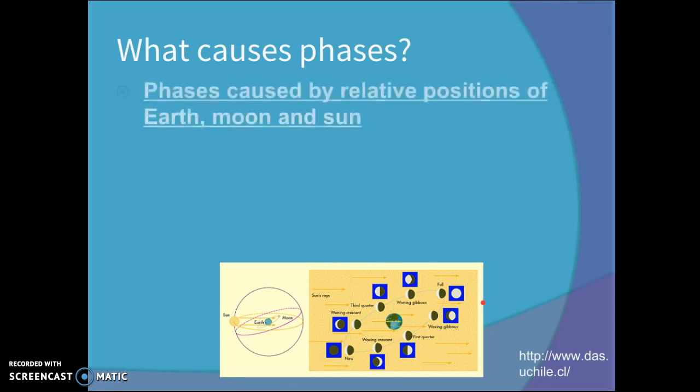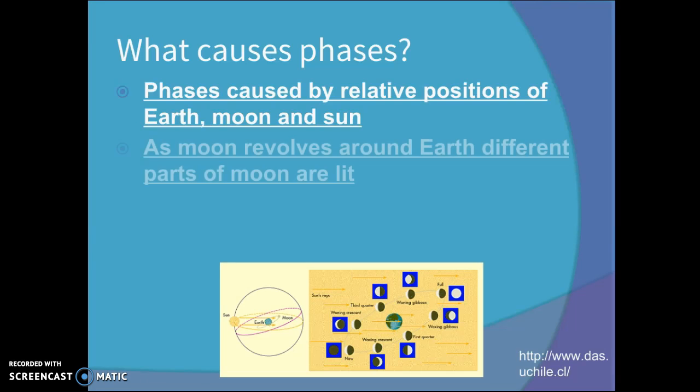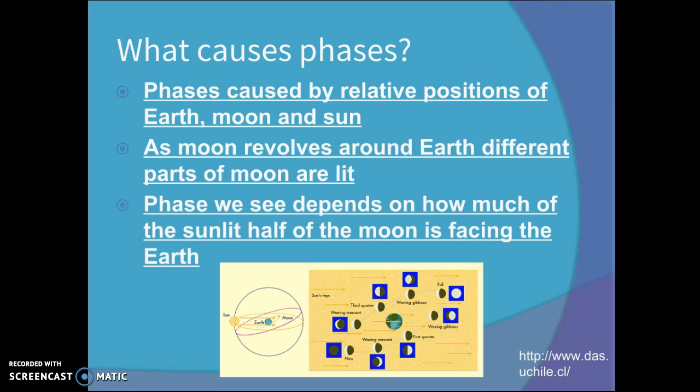Alright, what causes the phases? We just talked about phases caused by the relative position of the Earth, Moon, and Sun. As the moon revolves around the Earth, different parts of the moon become lit up. And if you need to pause to write that down, go ahead and do that. The phase we see depends on how much of the sunlit half of the moon is facing the Earth.